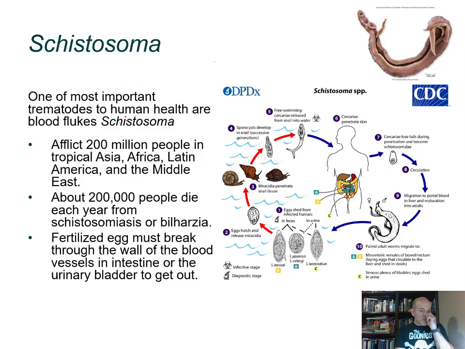So it is a serious disease because it can cause lots of bleeding, anemia, and even death overall, with all kinds of inflammation that occurs there. 200 million people in tropical Asia, Africa, Latin America, and the Middle East are afflicted by this. 200,000 die every year, so it is a serious disease. And the diseases of this type of parasite are called schistosomiasis. And then it talks about the pathology there, about breaking through the wall. Pathos is the disease part of it.